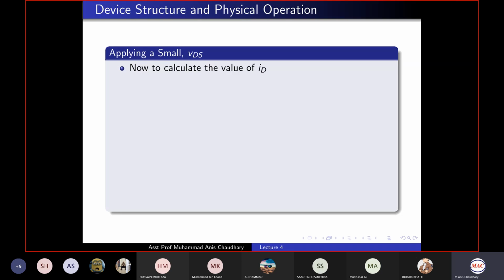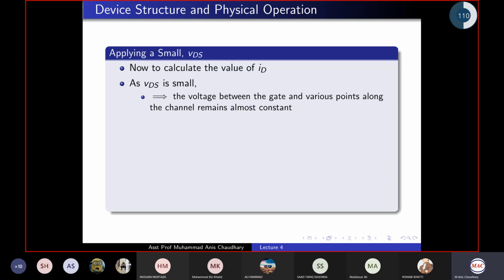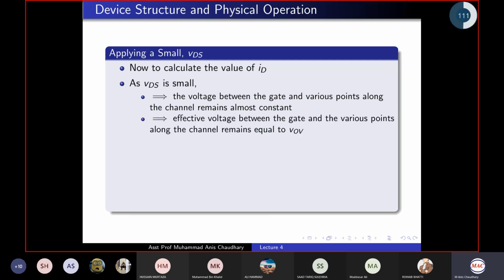So let's see how you can calculate ID. Since VDS is small, the voltage between the gate and the various points along the channel is almost constant, and as a consequence the channel depth along the length of the channel remains the same.